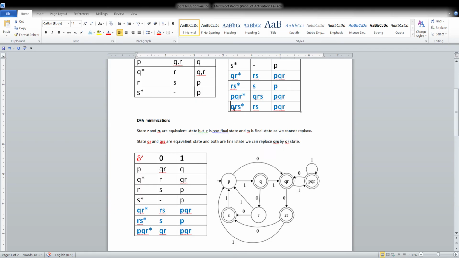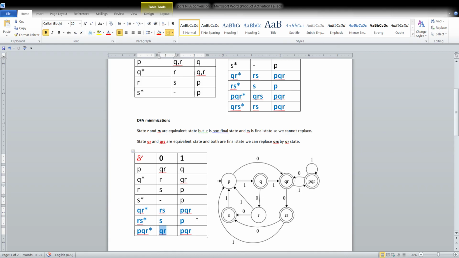So we can remove this complete entry from the table, and wherever you find QRS, replace that QRS with QR. So as you can find in PQR, there is a state QRS. So this state is replaced with the QR in the modified table. So this is a delta dash, and you can find delta dash now has only 7 states, and we are not considering all 2 raised to Q, meaning 16 states. We have used the direct method. So here we consider only those states which are part of the transition table.